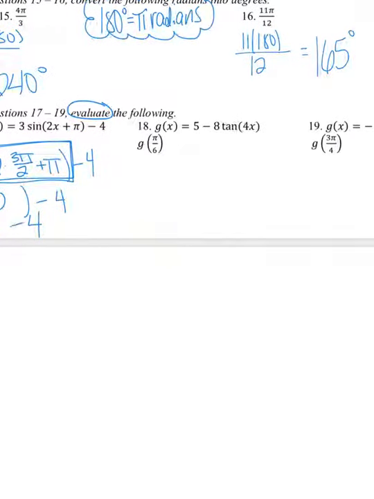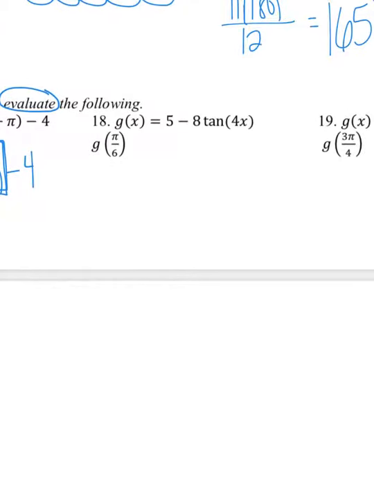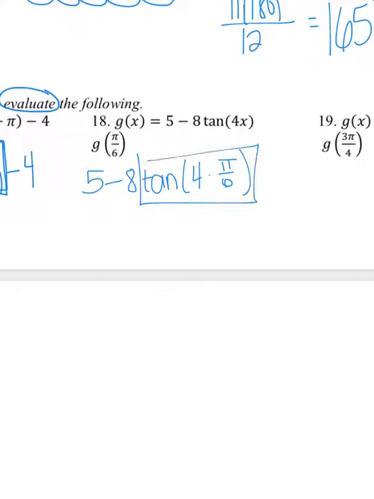For number 18, same idea. I'm in radian mode like I was for number 17. Always make sure that you check it though. So I'm going to do 5 minus 8 times the tangent of 4 times pi over 6. I'm not typing the entire thing in. I'm typing this in.